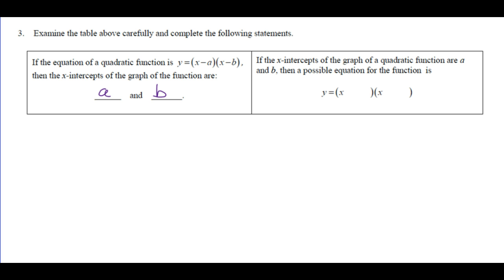If we go the other way, if the x-intercepts of the graph of a quadratic function are a and b, then a possible equation is x, what goes in here? Minus a, right? Because if I put an a in there, I'll get a 0. And x minus b.